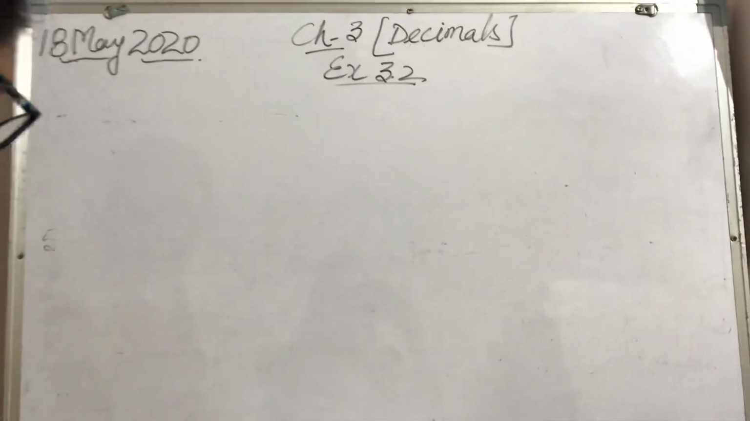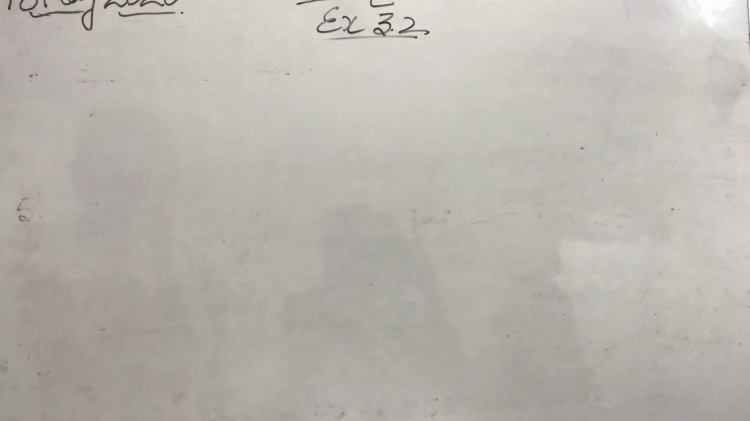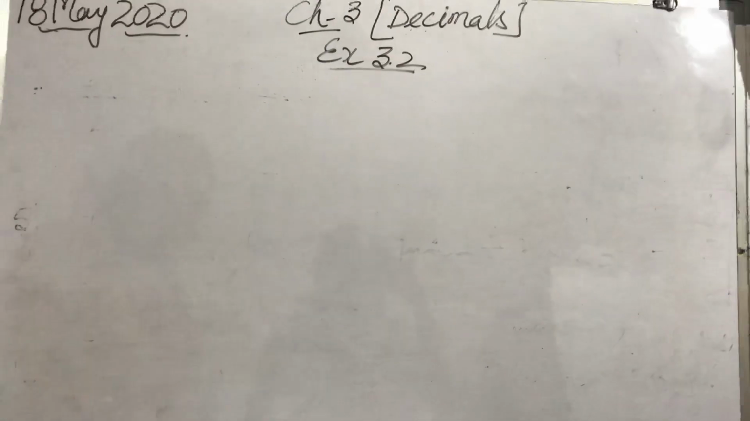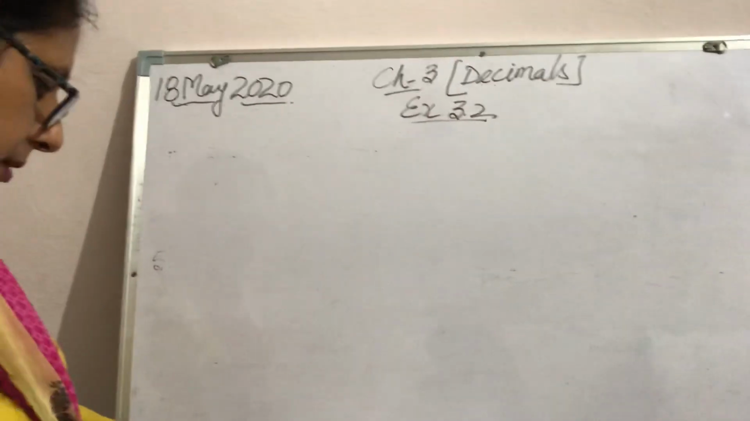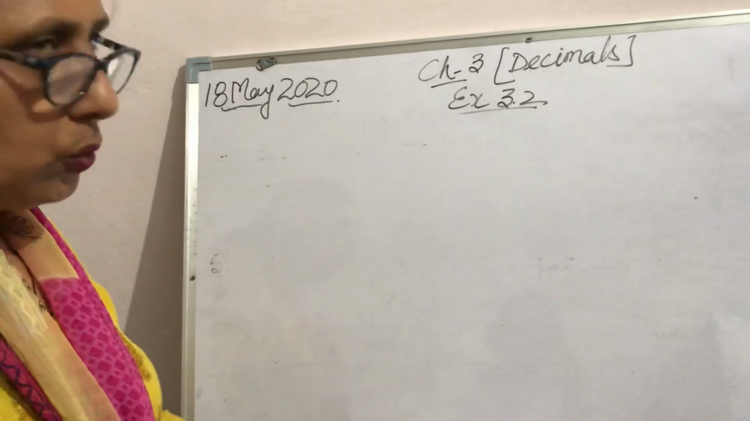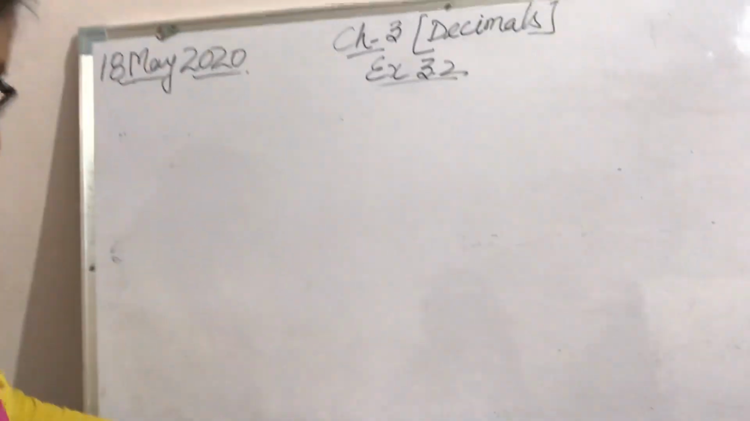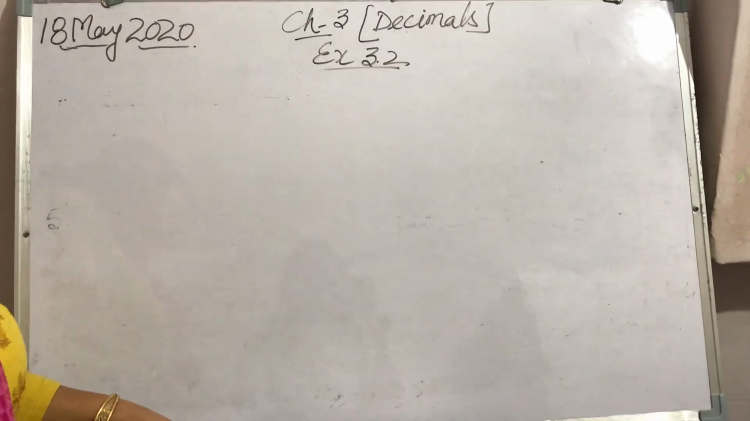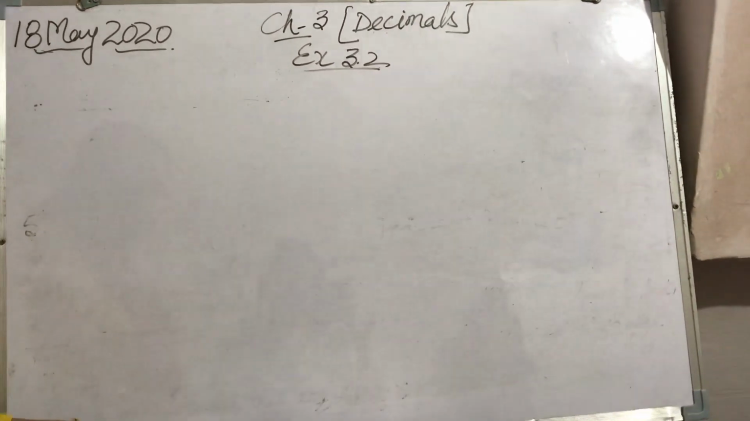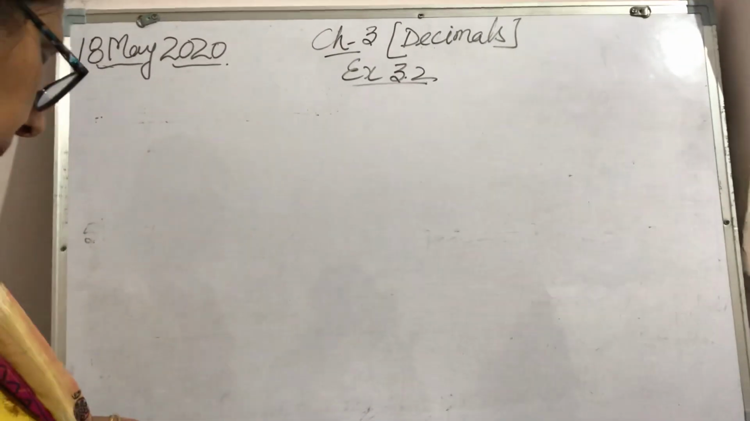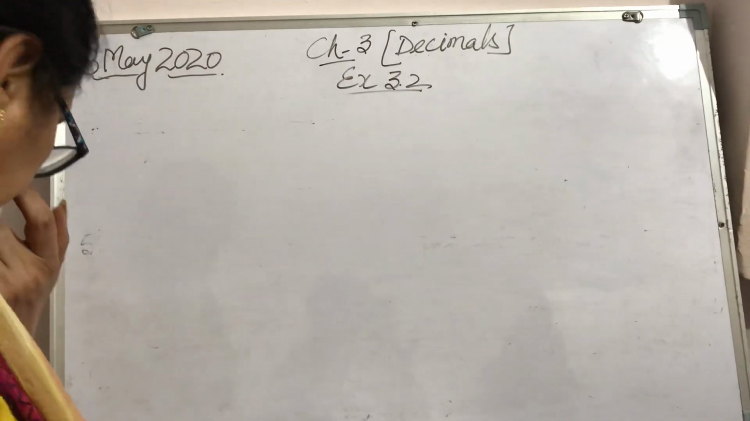Next, question number 7. If the cost of a book is rupees 29.75, find the cost of 32 such books. Same question. The cost of one book is given, and we have to find the cost of 32 books. So simple multiplication you can do. Then question number 8.